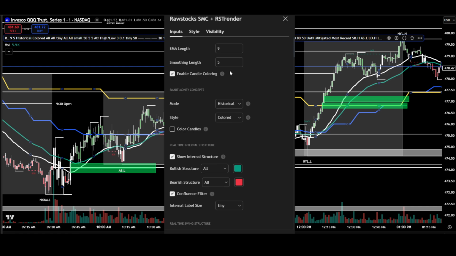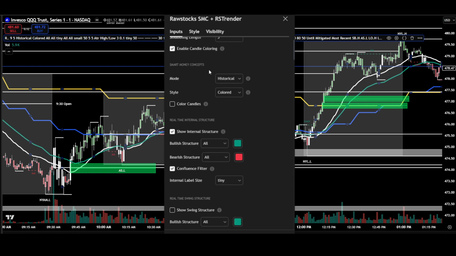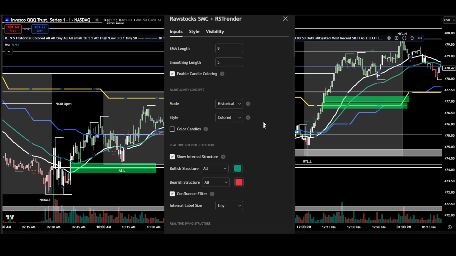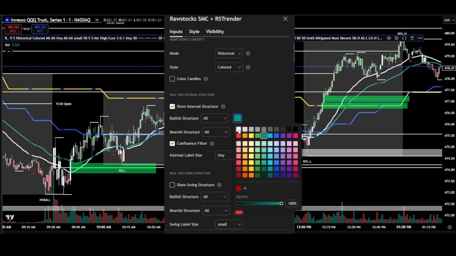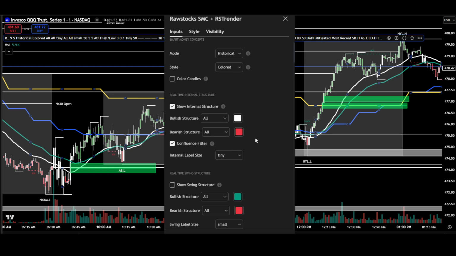I don't know that I'd mess with it too much, but if you do move that up, it's going to get more smooth. With the Smart Money Concepts, we've got the historical mode on. We don't use the candle coloring on this part of the indicator because we have the candle coloring on the EMA. But if you end up turning this one off, which is not how we're using it, the Smart Money Concepts also has its own candle coloring. We're going to have the real-time internal structures turned on, and I like white for the bullish and red for the bearish.